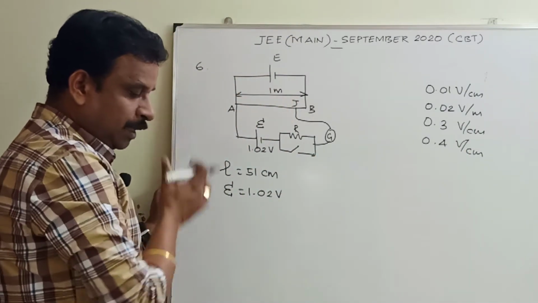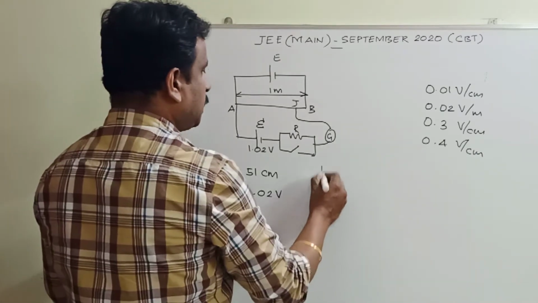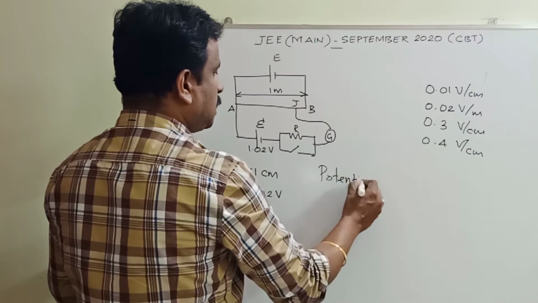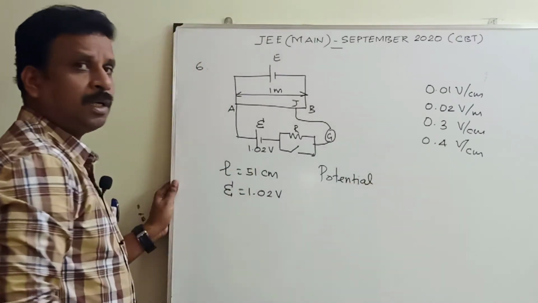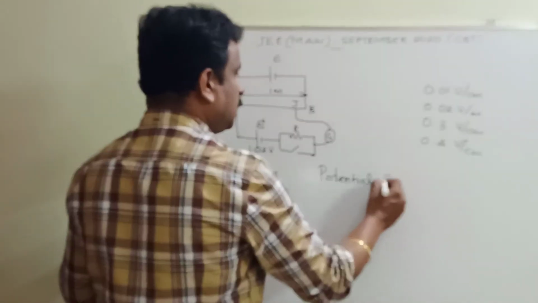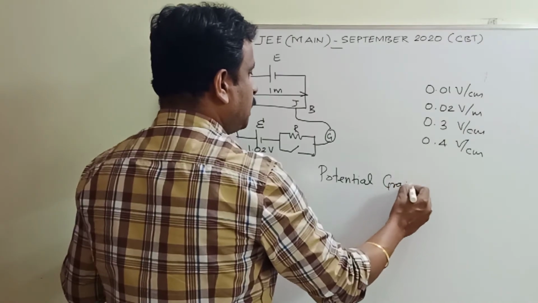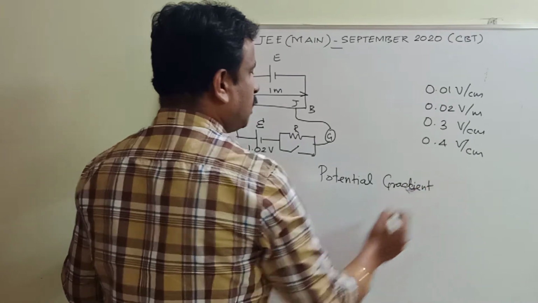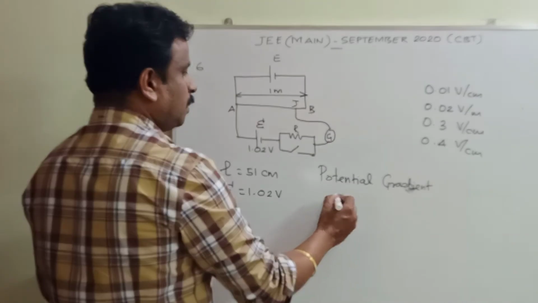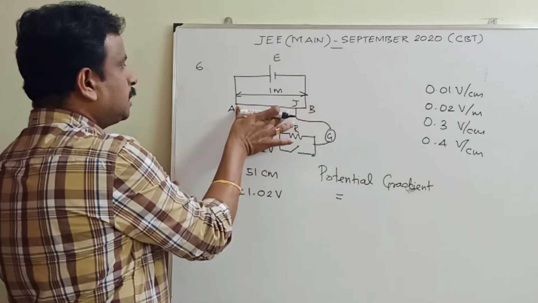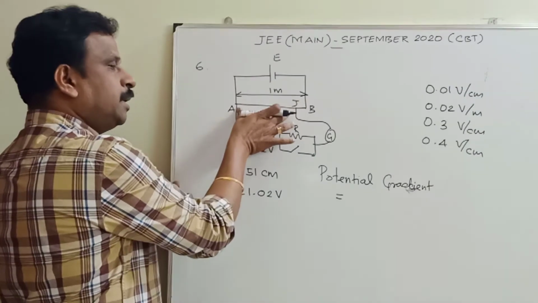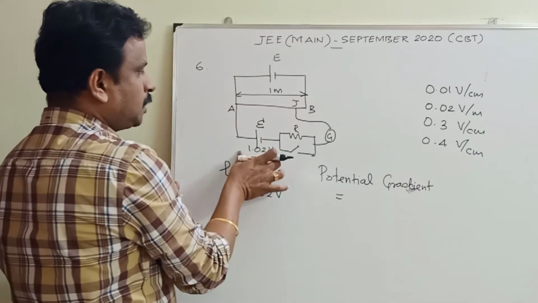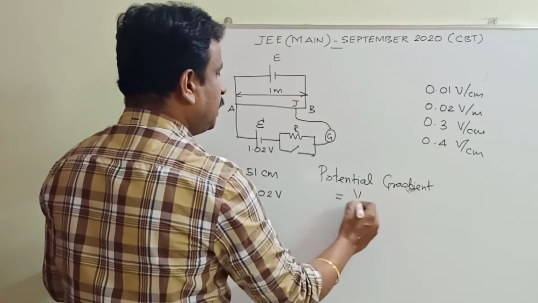Okay, now let me write down the expression for potential gradient. Potential gradient is nothing but potential difference per length, or change in potential with respect to the change in distance. That is called a potential gradient. So when you choose this balancing length, the corresponding length is for the potential difference 1.02 volt. So it is nothing but V by L.